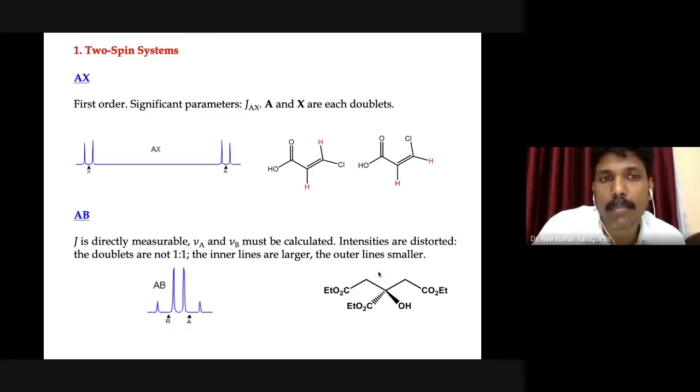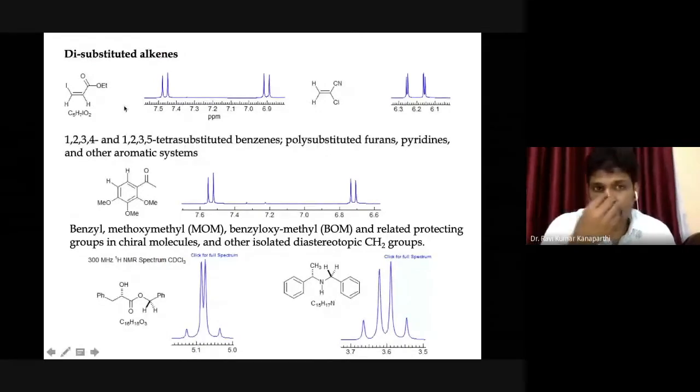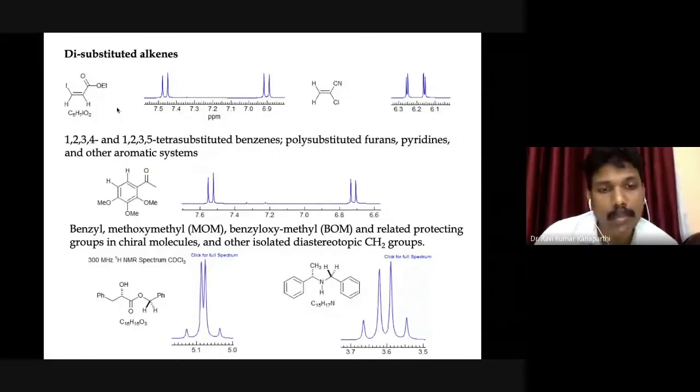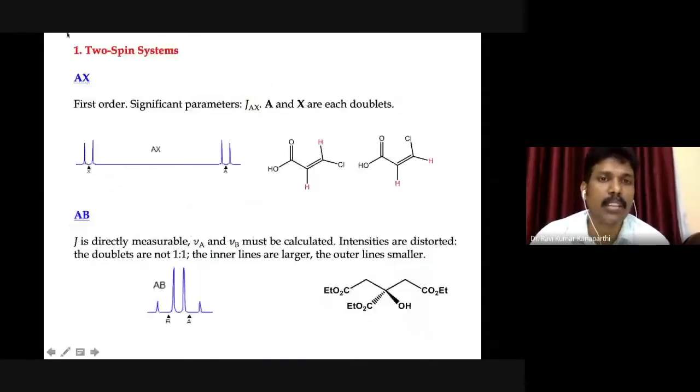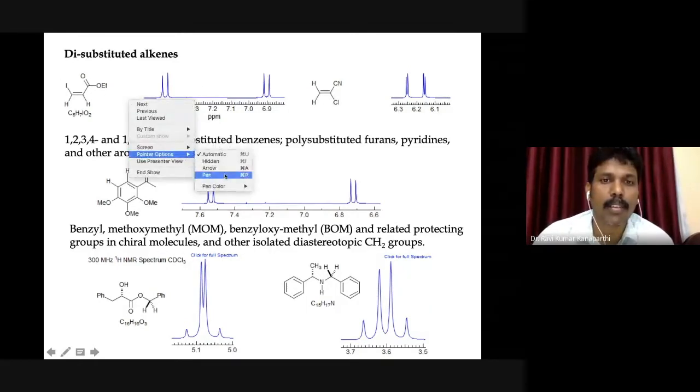Fine, fine. I'll come back to it. There are several other examples where we see AX and AB type of spectra, and these are the examples. You can have disubstituted alkenes as examples. Okay, this particular system is called an AX system.